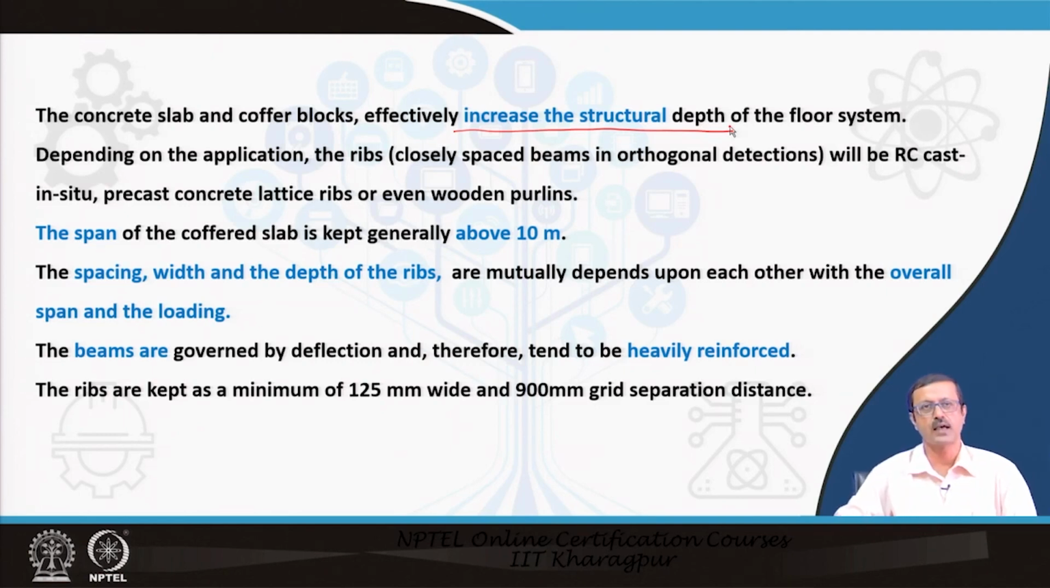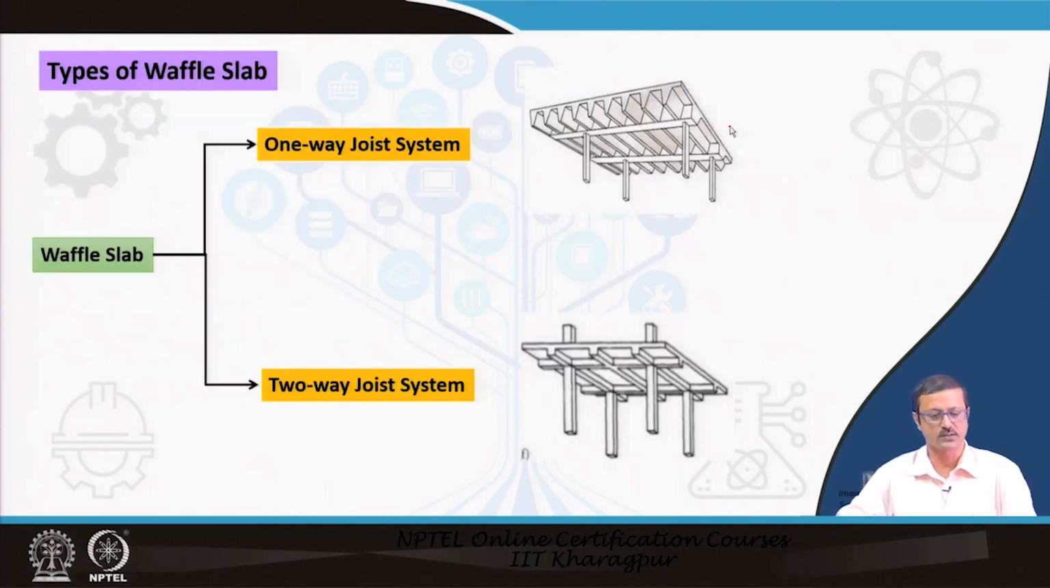And as it is a long span beam, the deflection is too much, and that is why the beams are heavily reinforced. Ribs are kept about 125 wide and almost 900 deep, or that can be the typical situation when we go for different types of span and different loading criteria also.